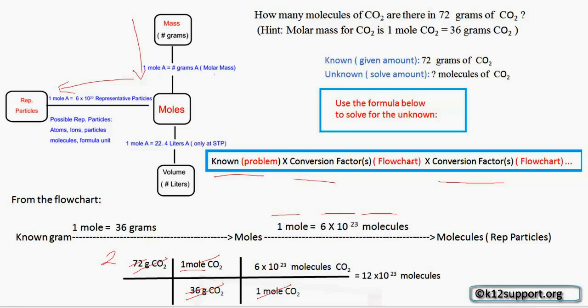6.02 times 10 to the 23rd molecules, times 2, will give you what? This is easy math. Let me show you how. 2 times 6 will give you 12. And we just times 10 to the 23rd molecules. And that would be your answer.